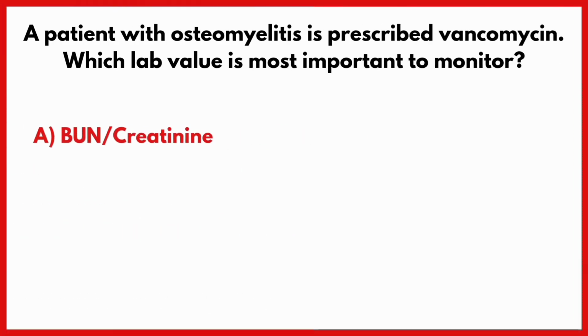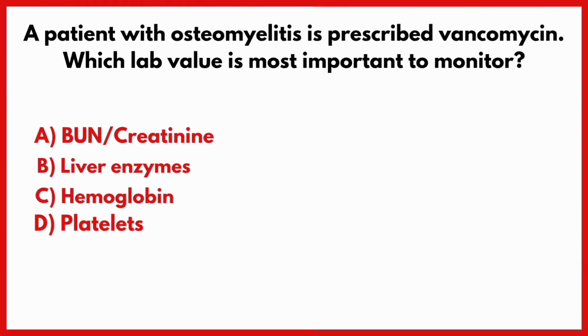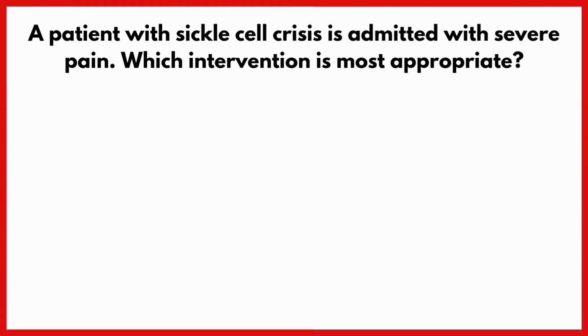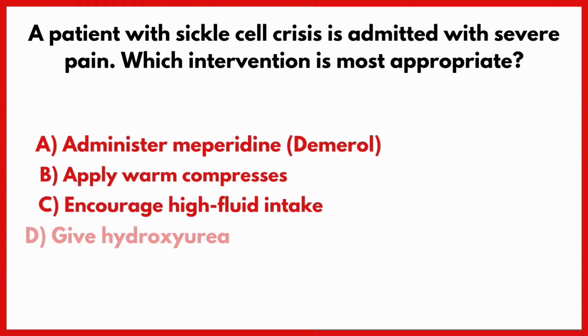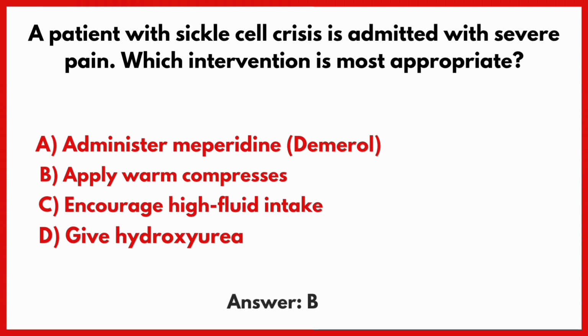A patient with osteomyelitis is prescribed vancomycin. Which lab value is most important to monitor? Correct answer is option A. Serum creatinine. A patient with sickle cell crisis is admitted with severe pain. Which intervention is most appropriate? Correct answer is option B.